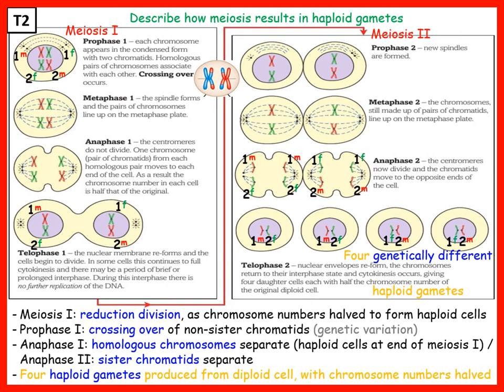In anaphase 1, the homologous chromosomes separated, but in anaphase 2, it's the sister chromatids that separate, and you end up with 4 haploid gametes produced from a diploid cell, so therefore the chromosome number is halved, and therefore you've got 4 genetically different haploid gametes.